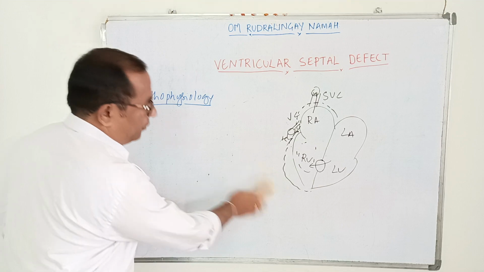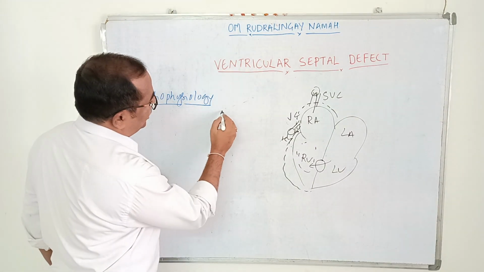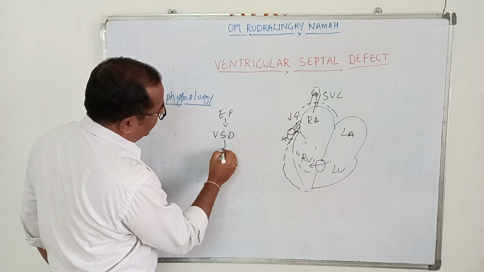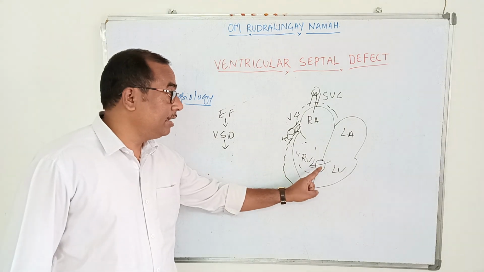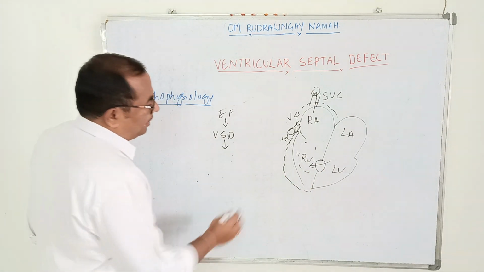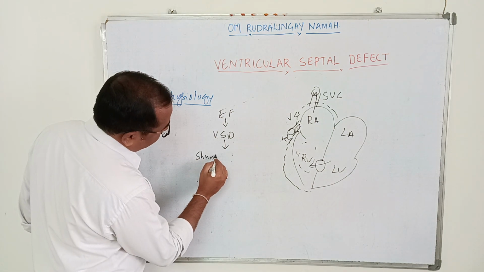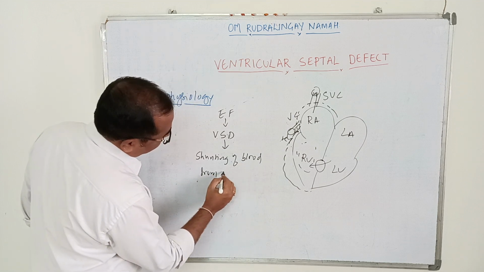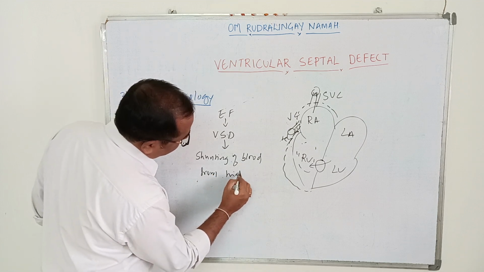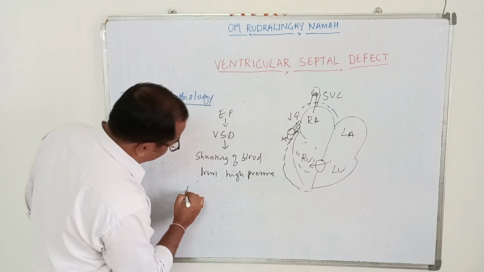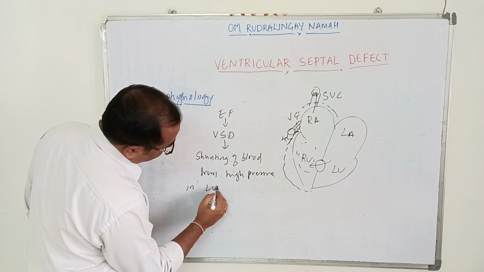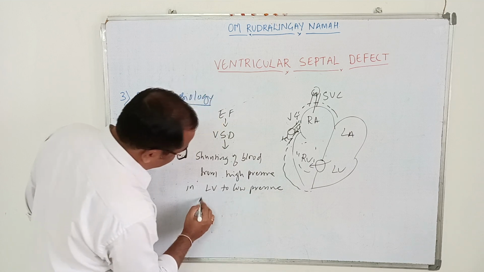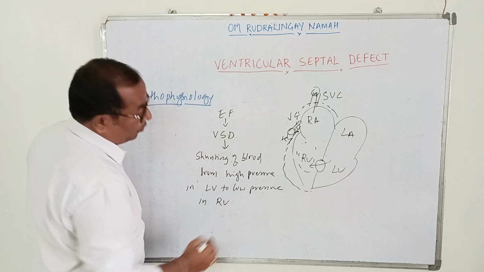Next, another pathophysiology. Due to etiological factors, there is a structural defect, that is ventricular septal defect. Because of this ventricular septal defect, that is an opening at the ventricular septum, what happens here? There is shunting of blood from high pressure in the left ventricle to low pressure in the right ventricle.